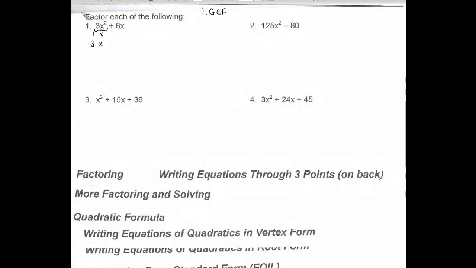Remember, factors are all the numbers that multiply together to give you a number. Let's look at some examples. Factor each of the following. Well, to begin, a factor is a number or expression multiplied by a number or expression to get a product. So I begin by first taking out the GCF, the greatest common factor.